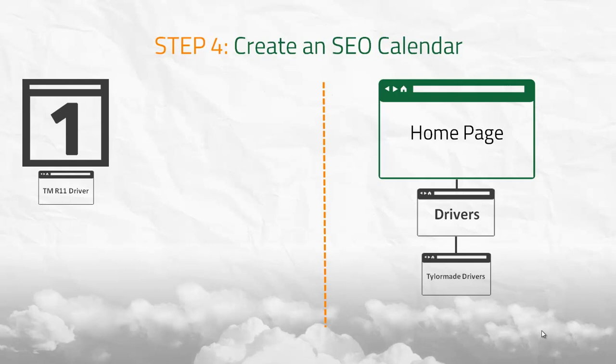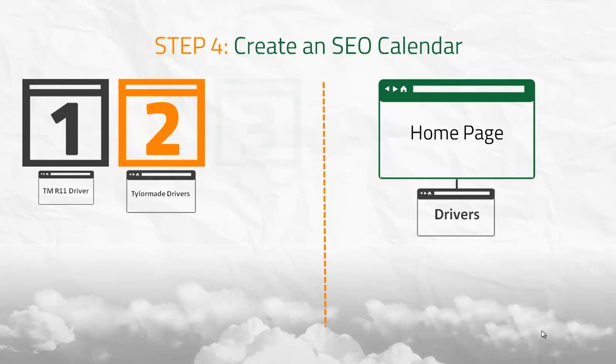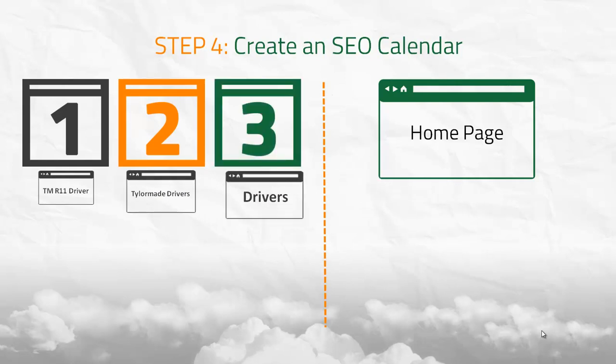So you can break this up. You can say, I want to do it in one day. I want to do it in 1 week. I want to do it in 1 month. You kind of decide the pace. Obviously, you want to try to get this done as quickly as possible, but don't feel like you need to do it all at once. So definitely create a calendar. So again, day 2, you'd work on the tailor-made drivers, and then day 3, you would work on the drivers page. Okay.